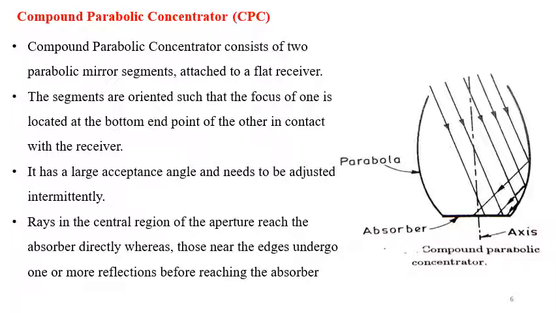Then the efficiency for accepting diffuse radiation is much larger than the conventional concentrators, and its concentration ratio is equal to the maximum value possible for a given acceptance angle. Okay, so these are the advantages of compound parabolic collectors.